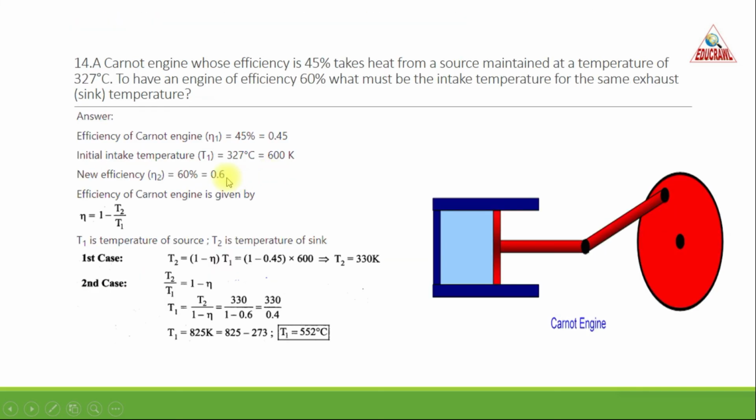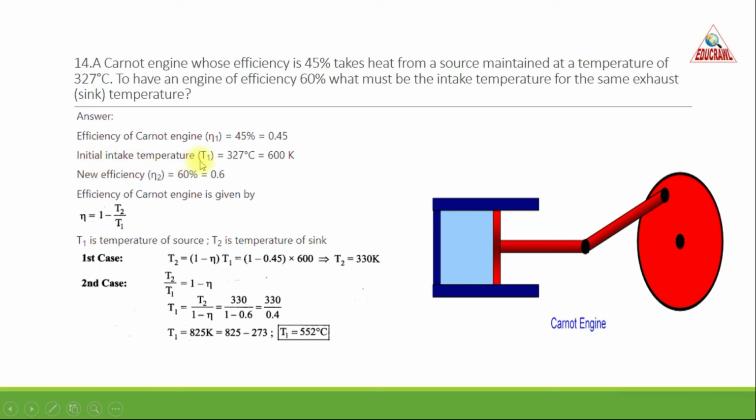Now the 14th problem. A Carnot engine whose efficiency is 45% takes heat from a source maintained at a temperature of 327 degrees Celsius. To have an engine of efficiency 60%, what must be the intake temperature for the same exhaust sink temperature? So the efficiency of the Carnot engine is given as 45%, which is equal to 0.45.